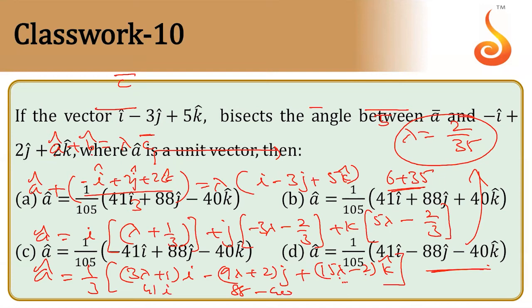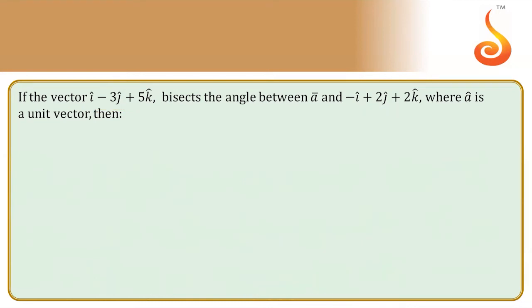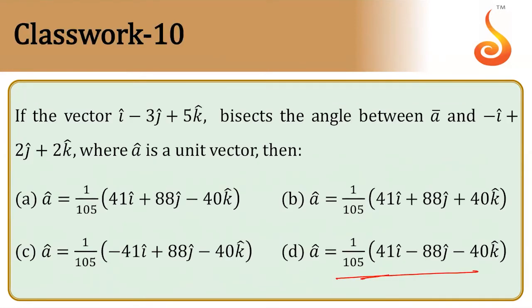Some questions will be time taking, but you should be sharp in the calculation part. That's all. 41 minus 88j, here 40k, the whole divided by 35 into 3. That is the answer here. Yes, option D is the right answer. So when you are solving questions, elimination is important.